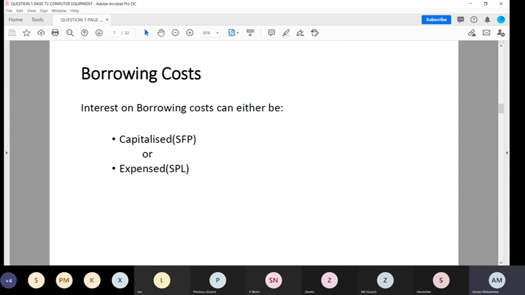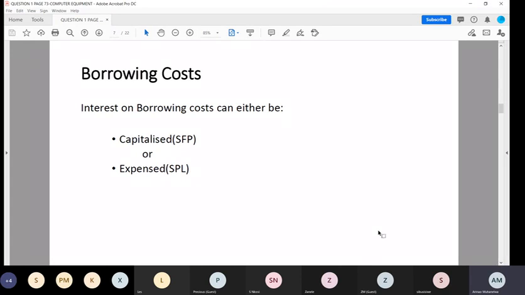So if they get that 100 million, that means that they will be paying interest on a monthly basis or yearly basis, depending on the agreement that they've signed. So there's a standard developed called borrowing cost for accounting purposes.